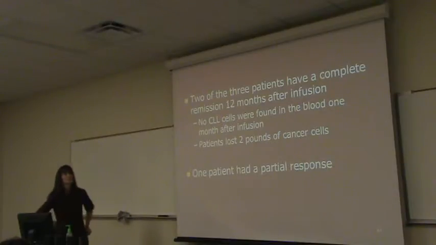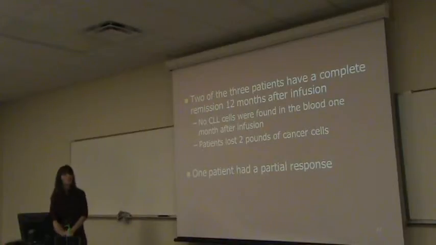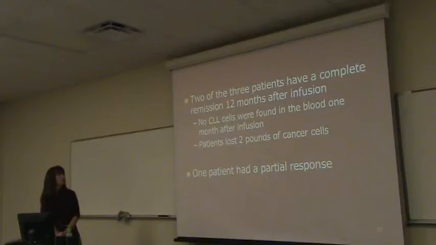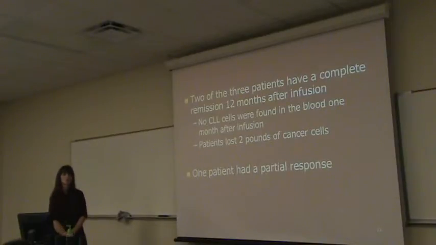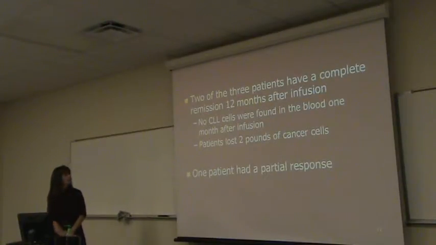Two of the 3 patients in the study had a complete remission, and this is ongoing 12 months after the study. No CLL cells were found in the blood or the bone marrow 1 month after infusion. One thing that I thought was interesting was that the researchers were able to calculate that for every 1 genetically altered T cell in the patient, that T cell was able to kill 1,000 CLL cells. And all 3 patients in the study experienced a loss of 2 pounds of cancerous cells.